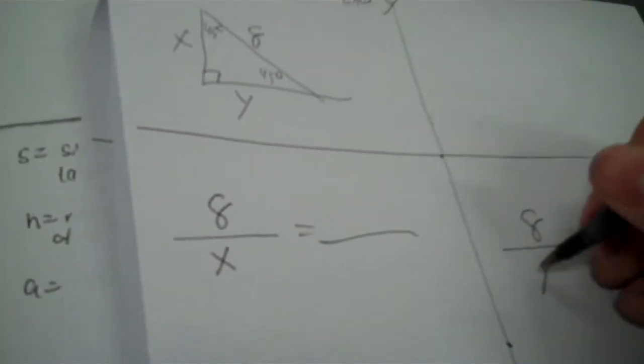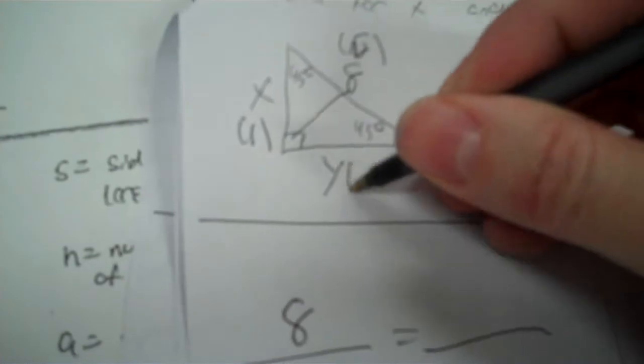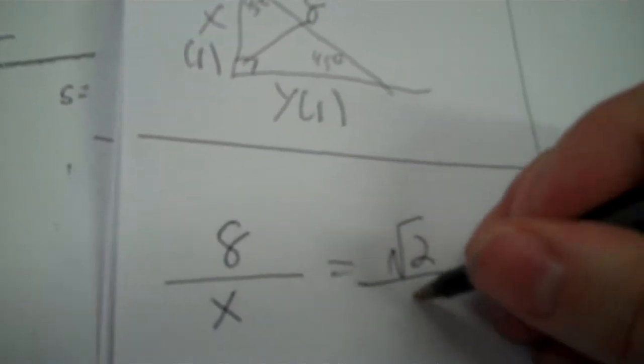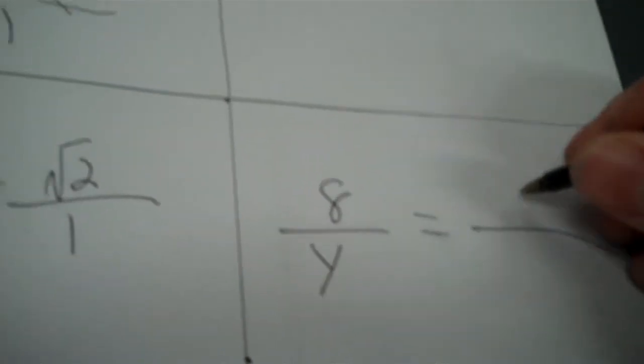So we know we have side 8, so I need 8 in both proportions. Here I'll solve for x, here I'll solve for y. Now across from the right angle, the hypotenuse is proportional to the square root of 2. And then the 45s are proportional to 1. So 8 is proportional to the square root of 2, y is proportional to 1, or x is proportional to 1. X, y, same thing, okay?